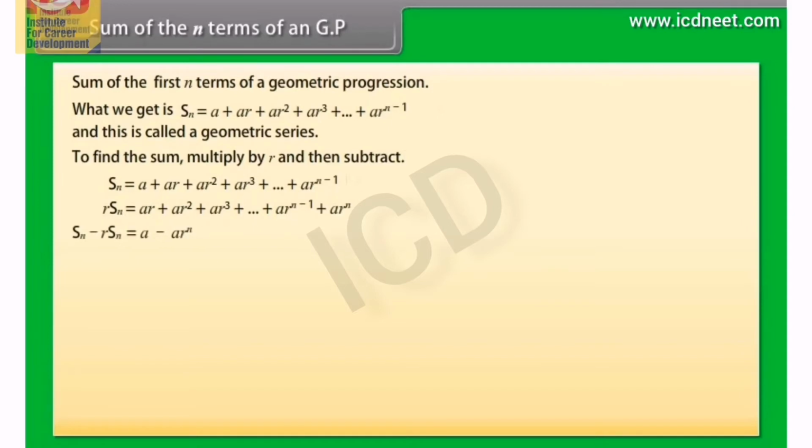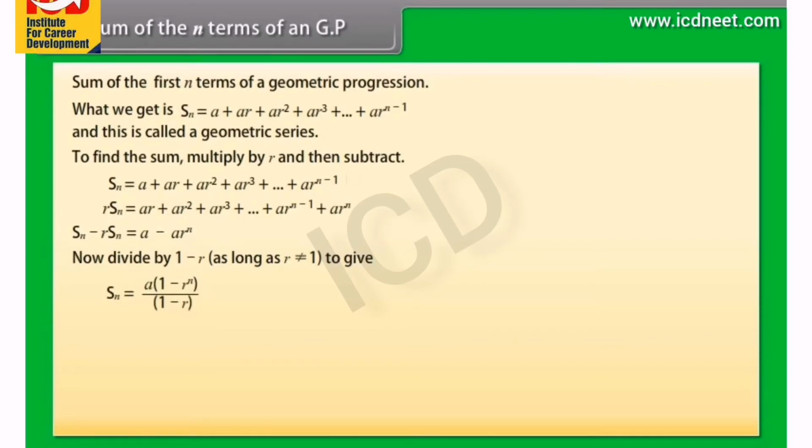We get Sn minus r Sn is equal to a minus a r raised to the power n. Now divide by 1 minus r as long as r is not equal to 1 to give Sn is equal to a into 1 minus r raised to the power n whole upon 1 minus r.